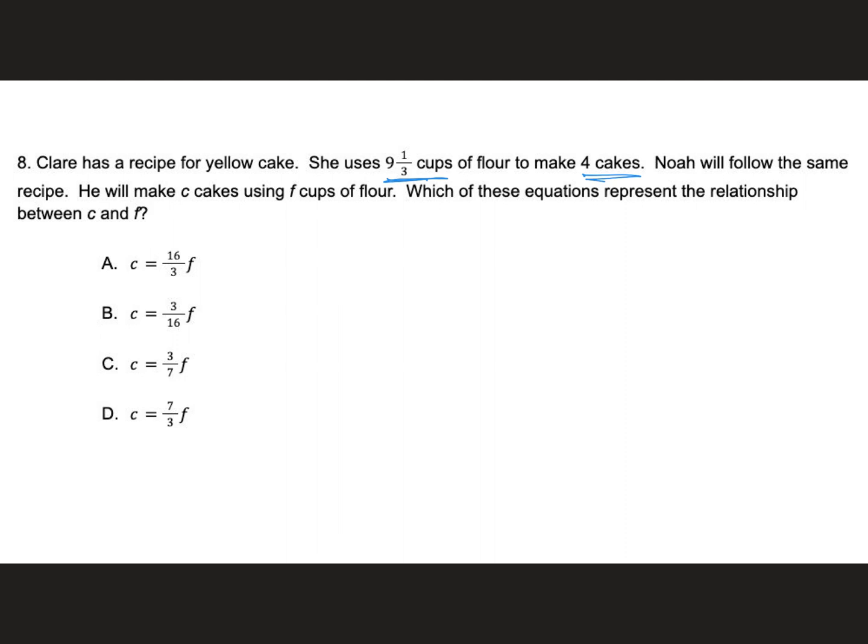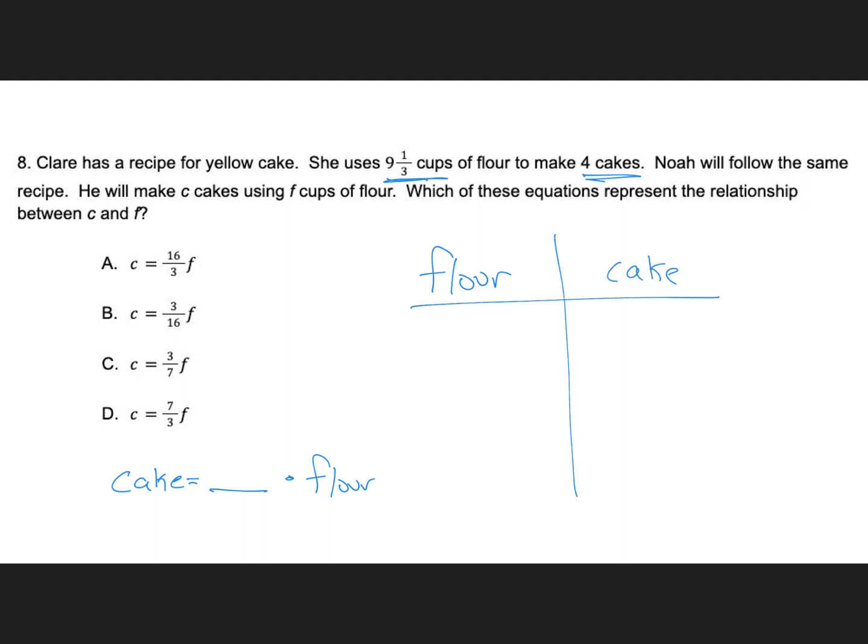So my equations are all set up the same. Cake is equal to something times flour. Or flour times a number is going to give me the number of cakes. So I'm going to set up a table again. Flour and cake. Now I set up the table like this on purpose because I'm looking for what's my constant proportionality. Flour times something gives me cake.